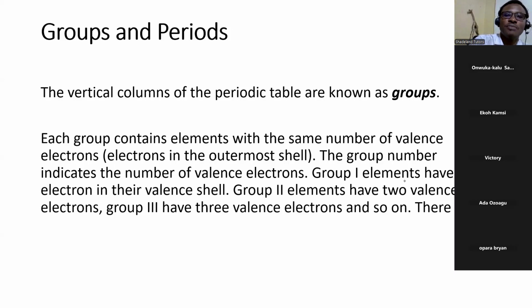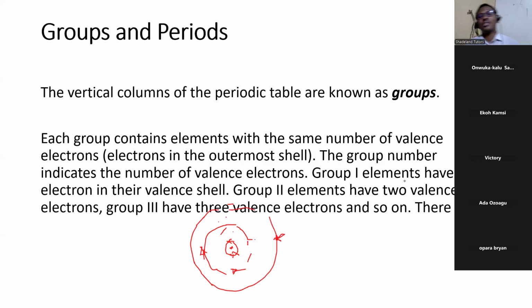You have seen this atomic model before. They'll say this is the nucleus. Then the first shell has 2 electrons. Have you seen something like this before? Then the second shell. Yes, sir. They'll tell you the second shell has 8 electrons, isn't it? Yes, sir. Then the third shell. Now, the outermost one is this one. Assuming this is the element we are dealing with, how many shells can you see there?